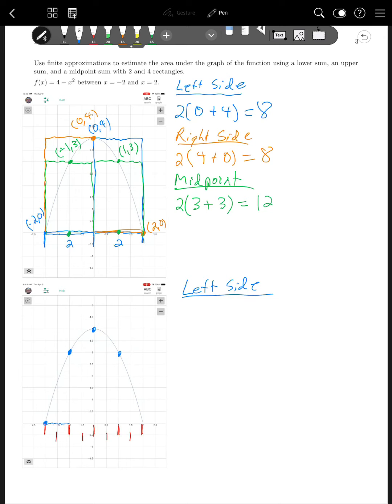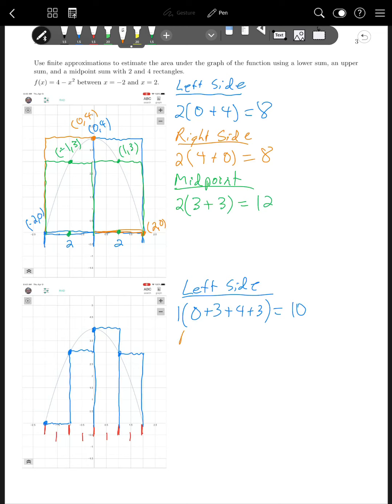So if I start with the left side again, I would start on the left side of each interval. So that would be at -2, 0, at -1, 3, at 0, 4, at 1, 3. Okay, those would be my 4 heights. So the first rectangle would be flat. The second rectangle would look like this. The third rectangle would have this height. And the fourth rectangle would have this height.